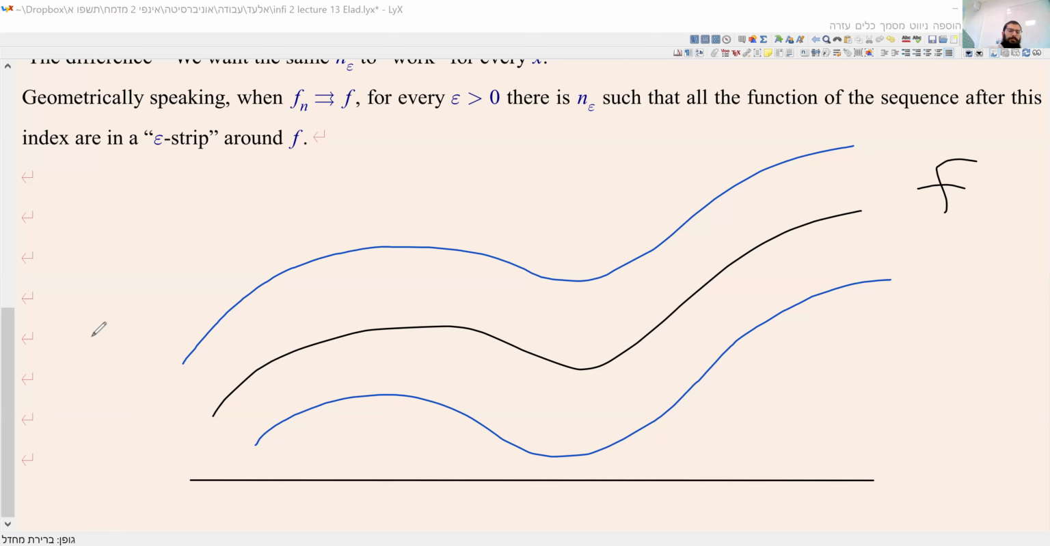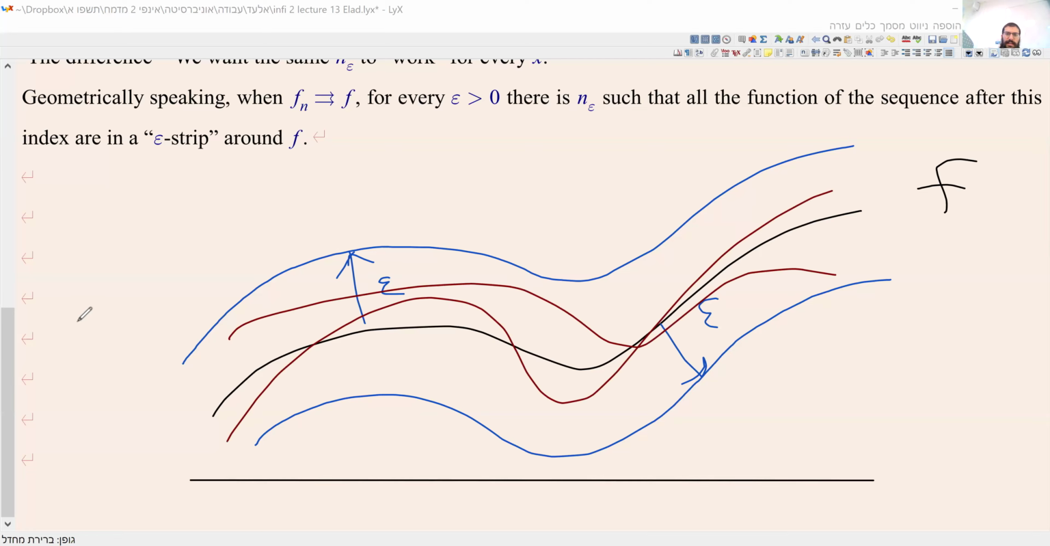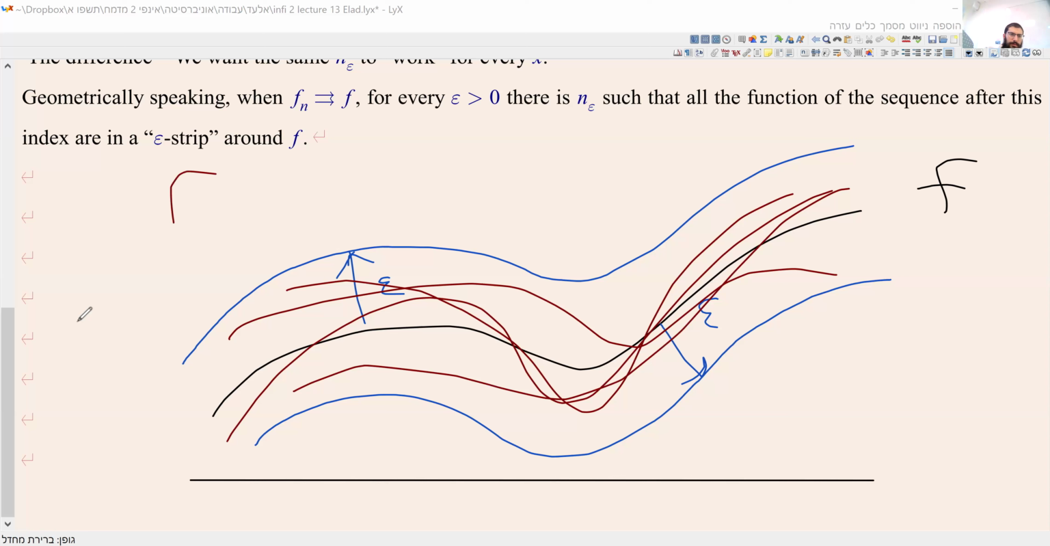Imagine that they are the same lines, and here the distance is epsilon from here to here. So what do we say? We say that such an index n epsilon exists in the sequence. After that index, all the functions fn are inside this epsilon strip. All these brown red ones are fn.